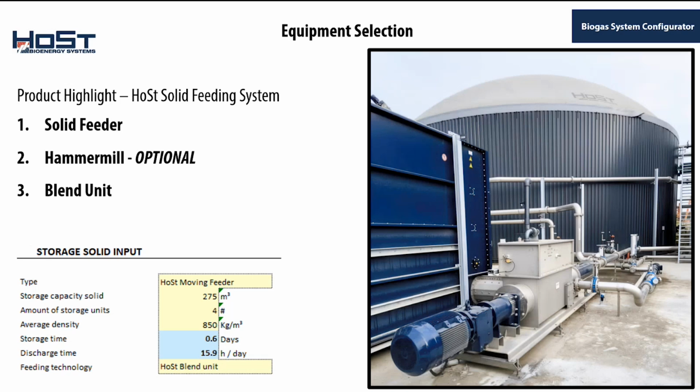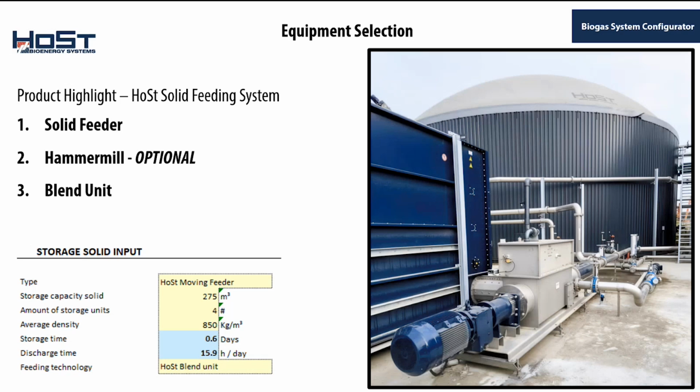Okay, so now we've modeled, we put in our inputs, we have our outputs, we have our general digester design. Now is where I step in as a sales engineer and I start looking at equipment to then support this process. We are going to focus today on the solid feeding system, which comprises 3 subcomponents. Now note there are many other components that we would have to select, such as the heating system, our H2S reduction, that would also be part of the process. For today, we're going to keep it high level and just look at and highlight the HoSt solid feeding system.